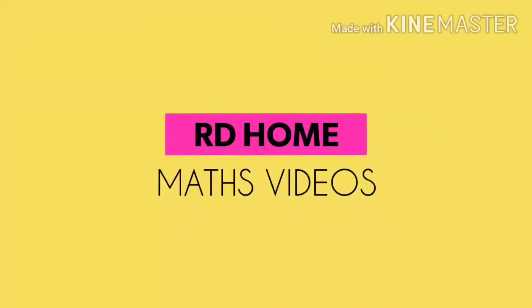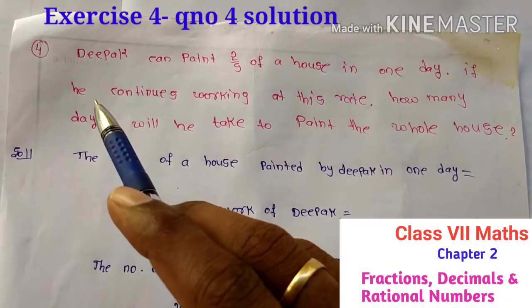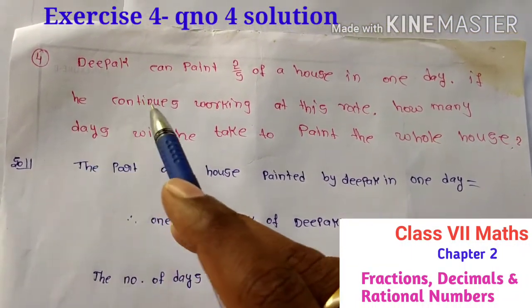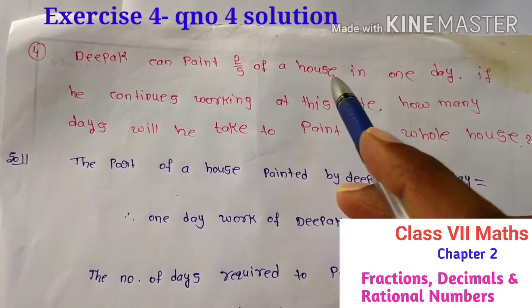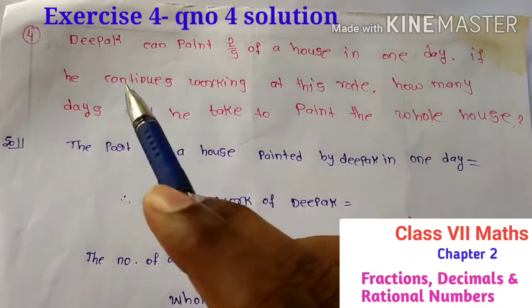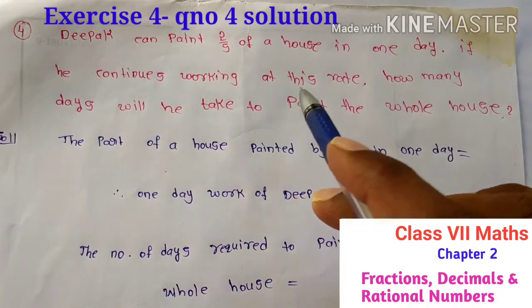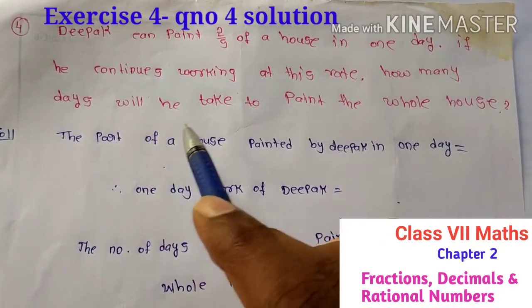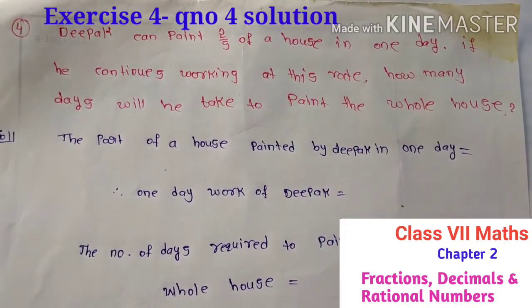In this video, I will explain class 7th maths chapter 2. Now you can see here exercise for question number 4. Deepak can paint 2 by 5 of a house in one day. If he continues working at this rate, how many days will he take to paint the whole house?